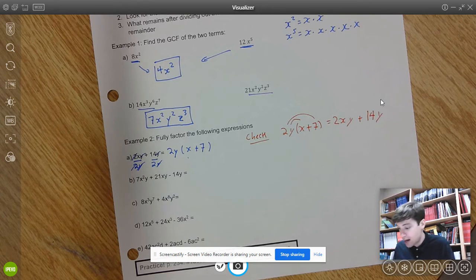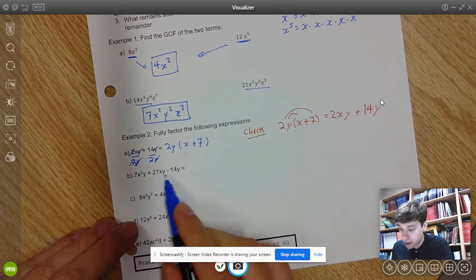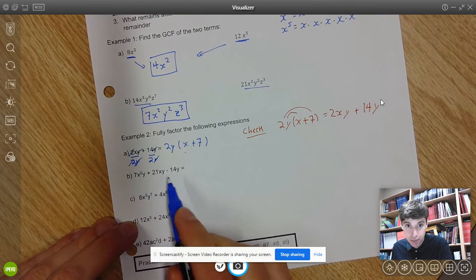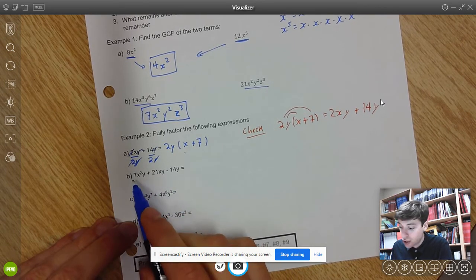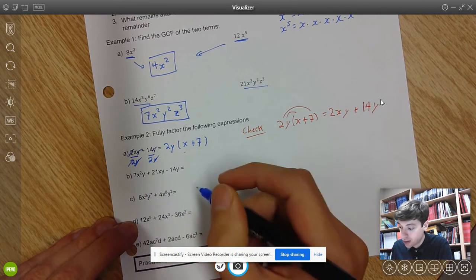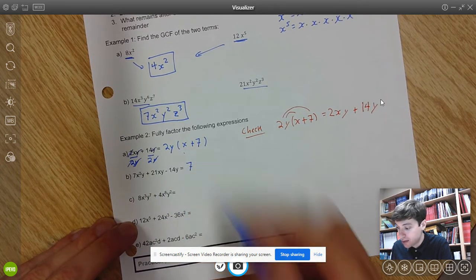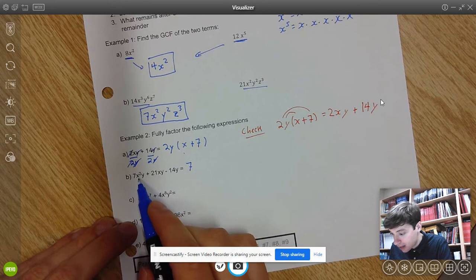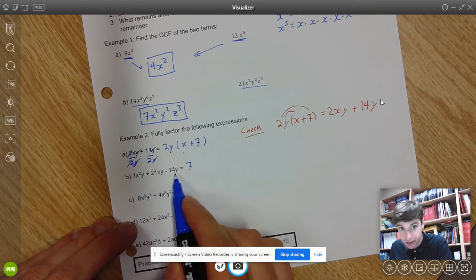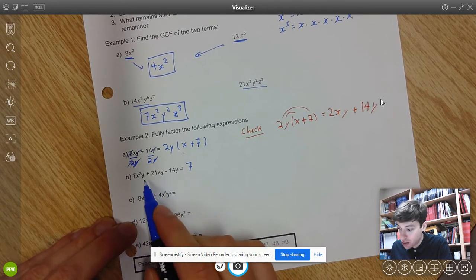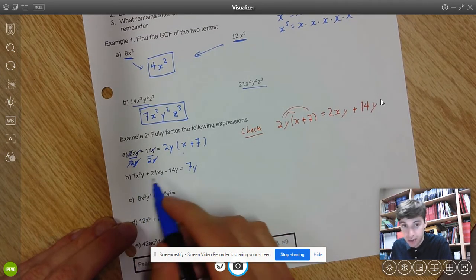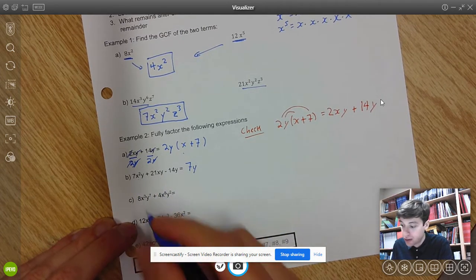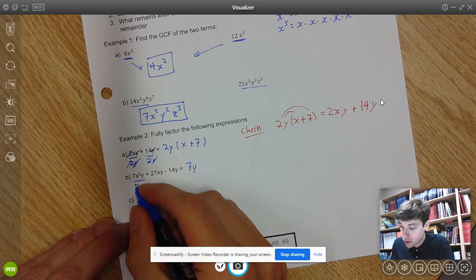Okay. In my next example, I've got 3 terms. There are 3 separate products separated by addition and subtraction signs. What do they share? 7, 21, and 14. Well, I can divide those all by 7. They share 7. X squared, x, and no x's, so they're not going to share any x's, but they are going to share y, y, y. So 7y is shared by each of these 3 terms. We're looking at what's the biggest thing they share.